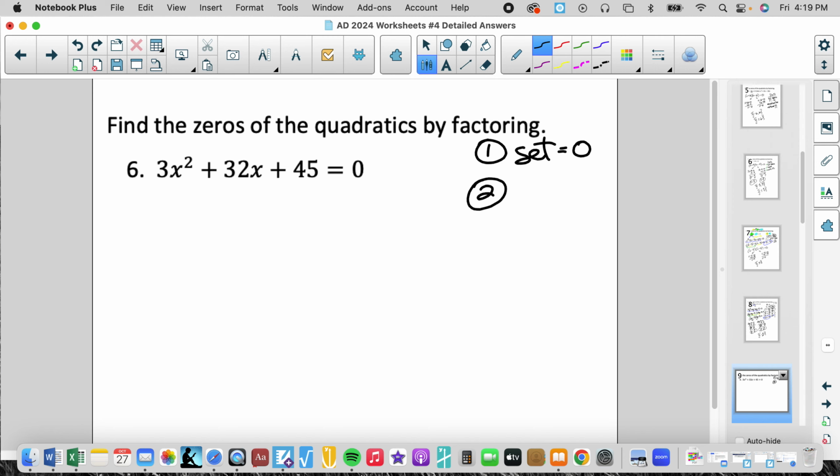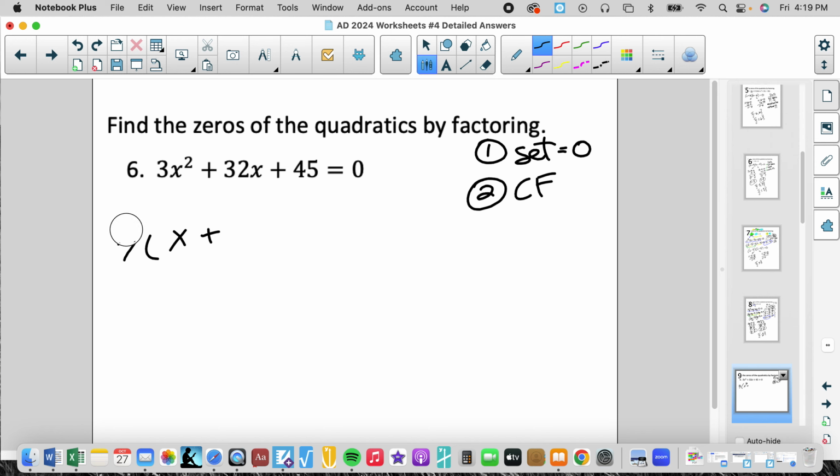All right, second thing, is there a common factor amongst the three terms? Is there a common factor that we can factor out before we do any factoring A times C? So that's why I introduced that. Yeah, there's a common factor of 3, so we can factor out that 3.